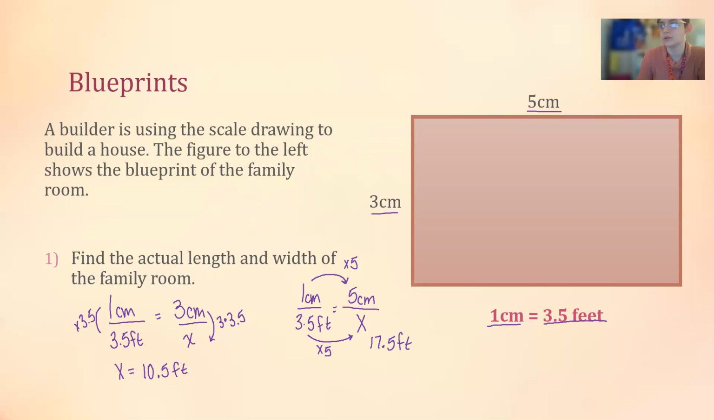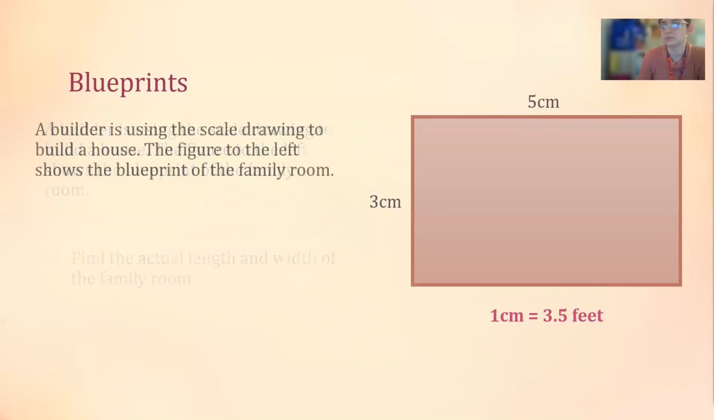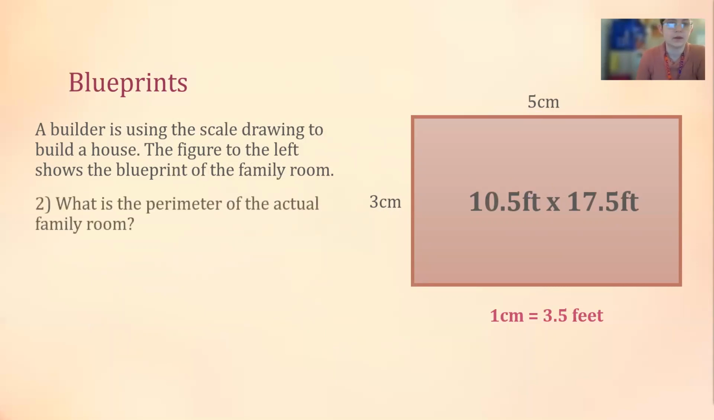So let's go on to our next example. We still have the same scale for the builder, and we know that in real life, this room will be 10.5 feet by 17.5 feet. What is the perimeter of the actual family room? So we've already been given the information we need to know. We just need to find the perimeter.